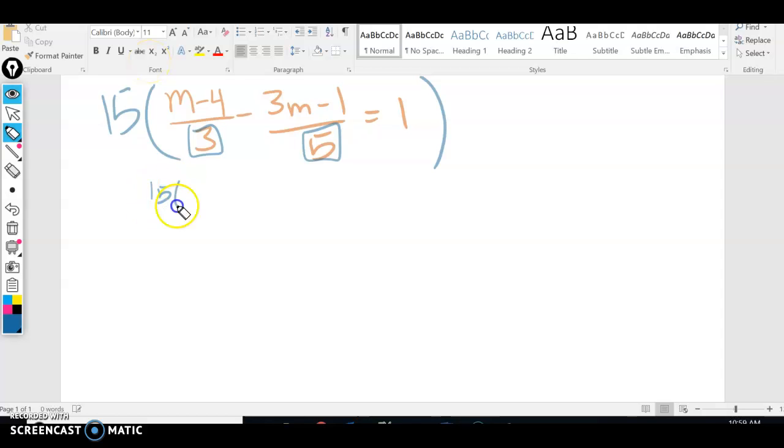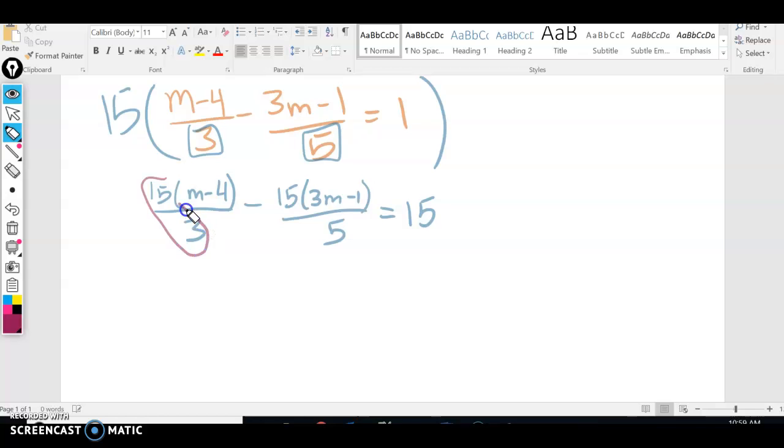Multiplying this first term by 15, multiplying the second term by 15, and on the other side as well. 1 times 15 is 15. Doing this will simplify this part. 15 divided by 3 is 5.